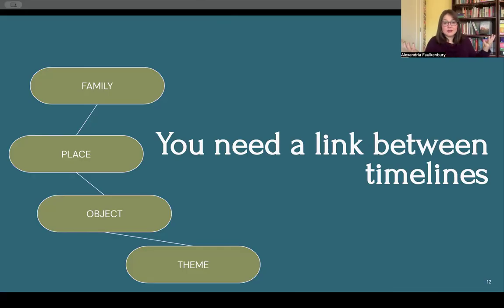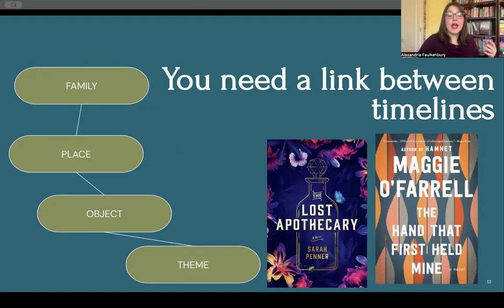You could have an object that's connecting people or a theme. And I stuck two books on here that I thought play with object and theme well. So The Lost Apothecary really dives into the object. The main character in the current timeline finds a small apothecary bottle, and that sends her on an investigation to figure out where this bottle came from, whose it was, and what it was used for. And so then we also get the past timeline of the apothecary, the woman who was using these bottles and what she was doing. And that's the way those two storylines are connected.